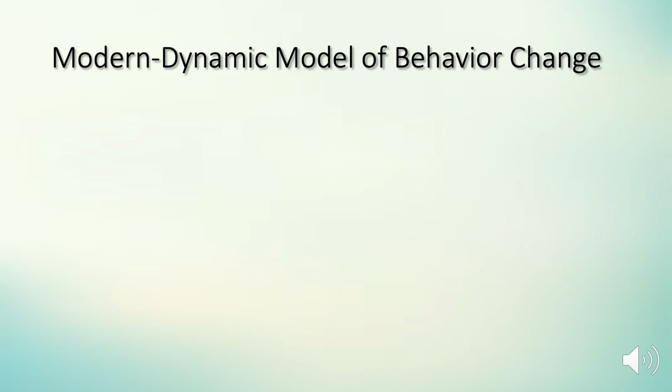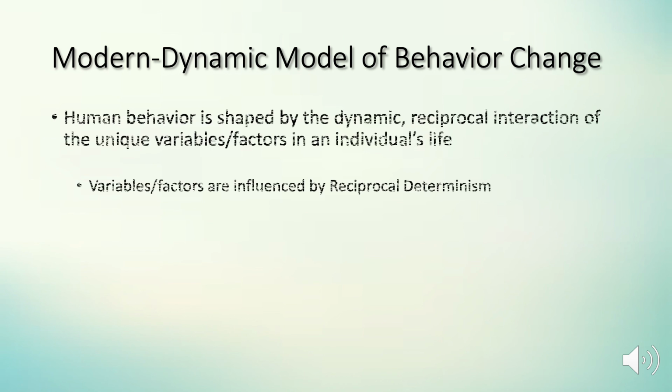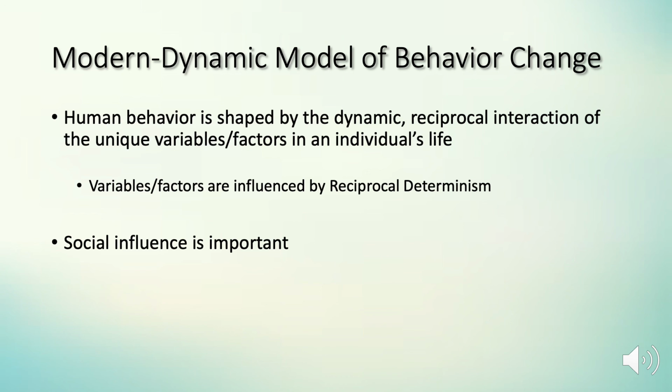So, the modern dynamic model of behavior change rests on three main assumptions. Human behavior is shaped by the dynamic, reciprocal interaction of the unique variables and factors in an individual's life. These variables and factors are influenced by one another through the concept of reciprocal determinism. Social influence is important as we are becoming a more socially driven society. And finally, this model has a broad application, meaning it can be applied to everyone, but with unique findings, because everyone is different.